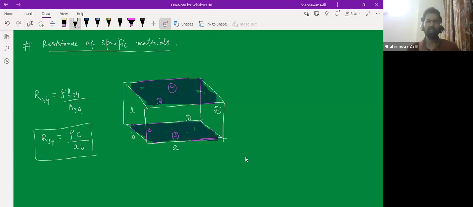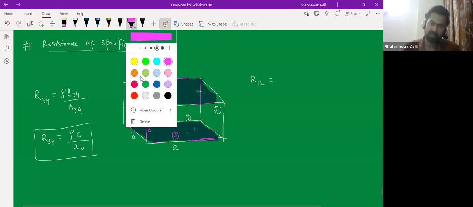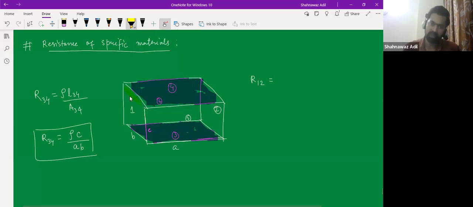Good. Okay, so can you guys tell me what is the resistance between 1 and 2? Please find that out and tell me. So let's say these are the four walls that you have. You are finding out the resistance between the opposite walls, right? So this wall and this wall. What is the resistance between wall 1 and 2?